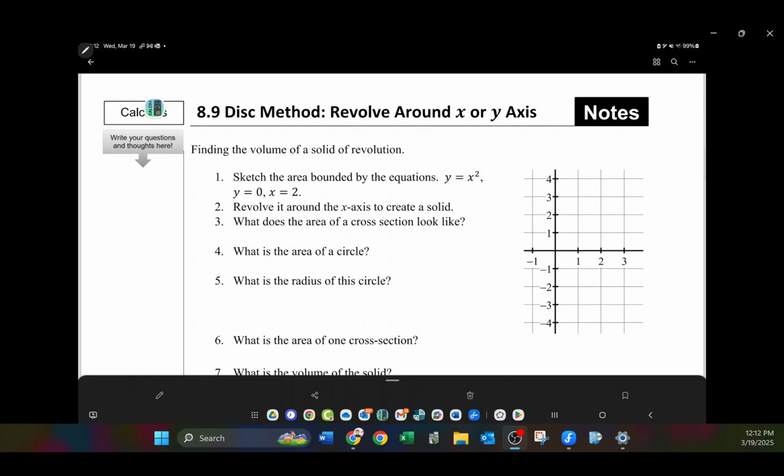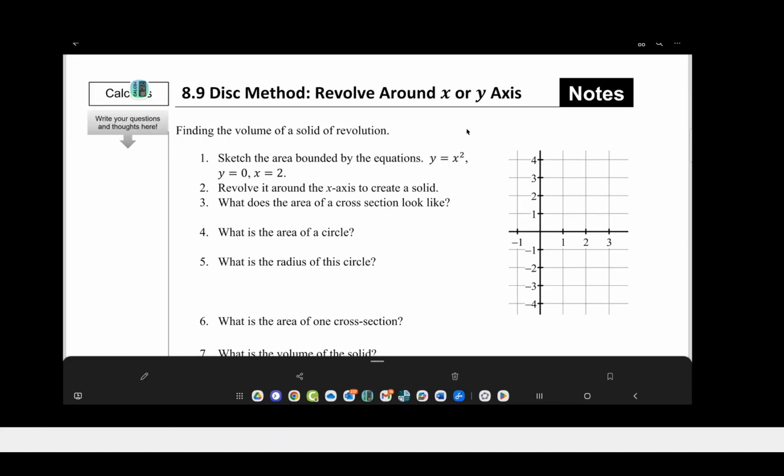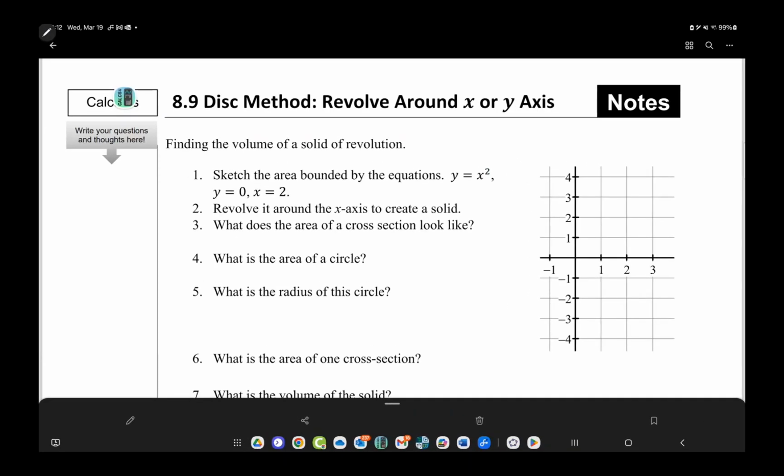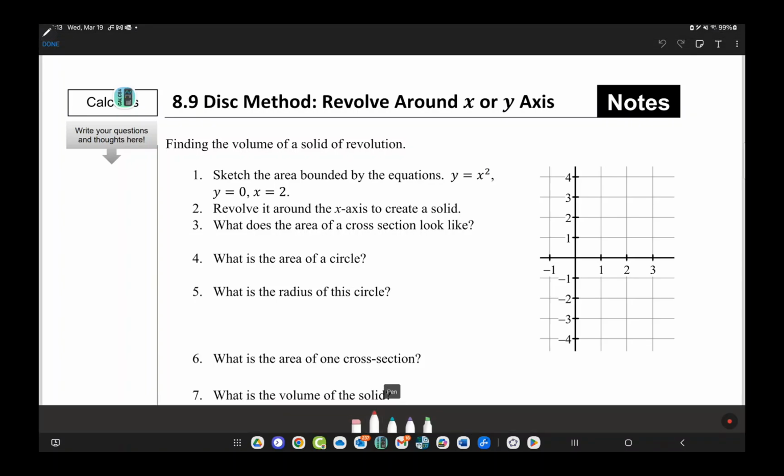So, finding the volume of a solid of revolution. First, we're going to sketch the area bounded by the equations y equals x squared, y equals 0, and x equals 2. So for x squared we know (0, 0), (1, 1), (2, 4).